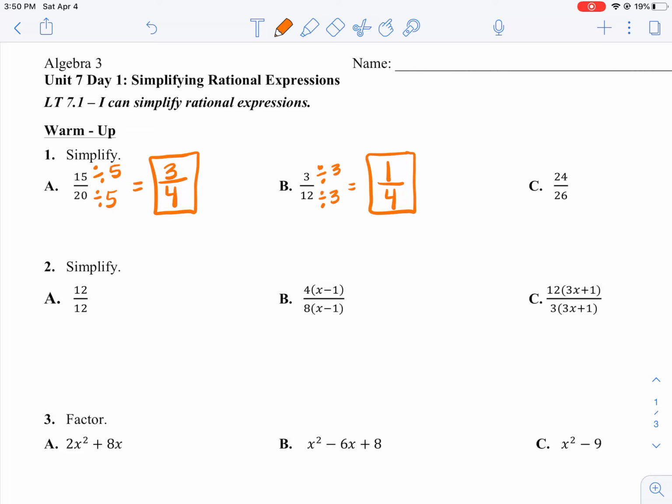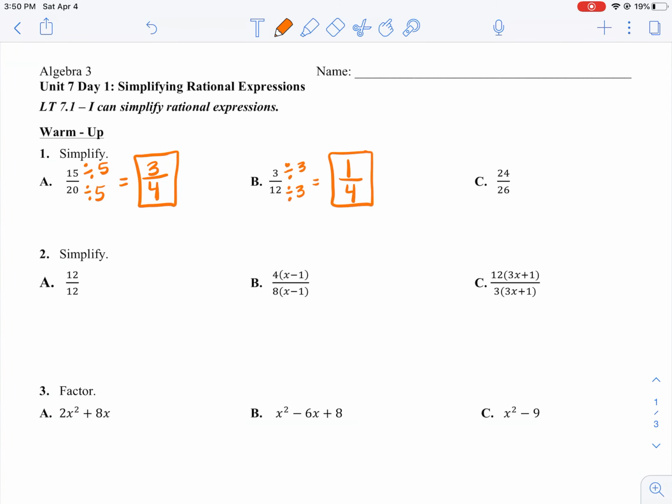Okay, but think about a pizza. If you have a pizza with 12 slices and you eat 3 of them, you didn't eat 4 pizzas, you ate 1/4 of the pizza. So just be mindful, if the smaller number is on top, then that fraction is not going to be a whole number. All right, so then the last one, 24 over 26.